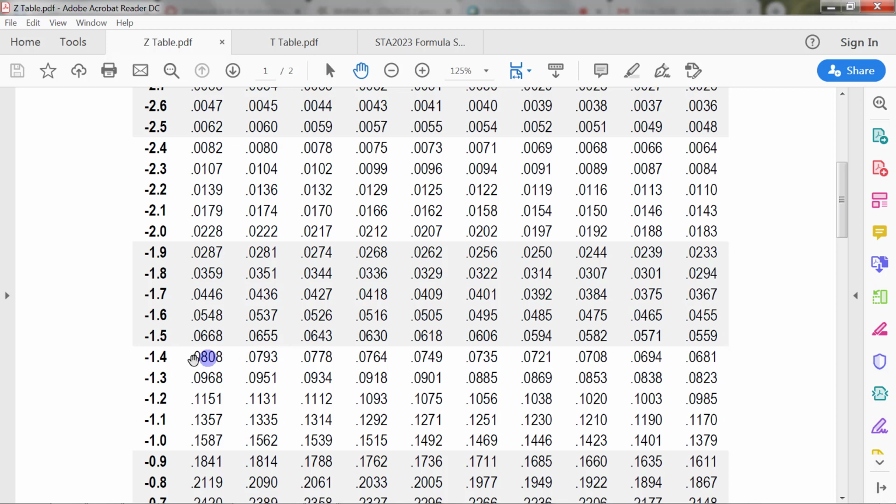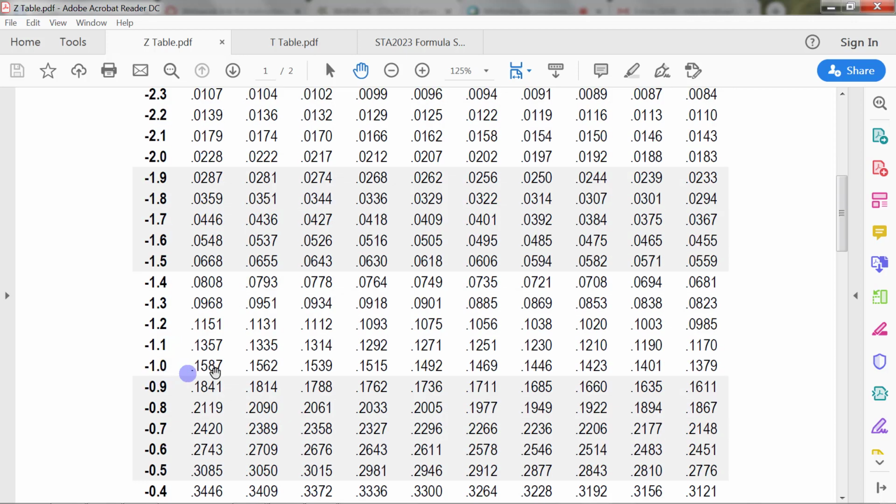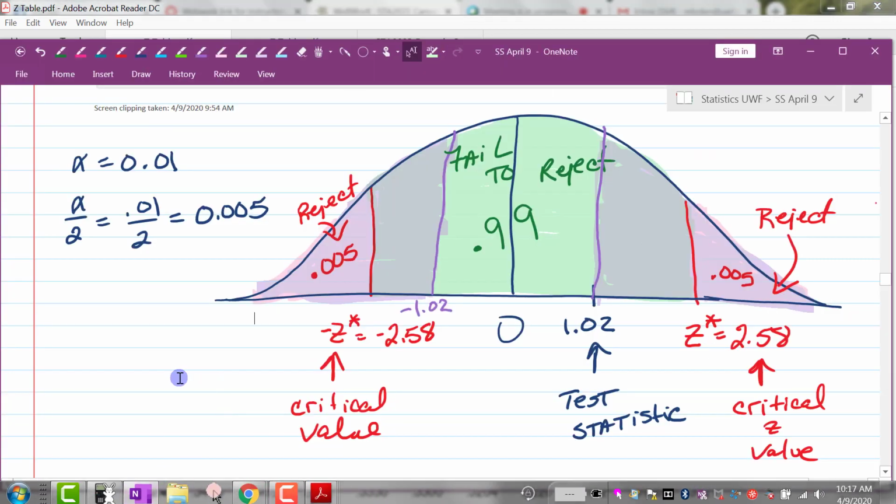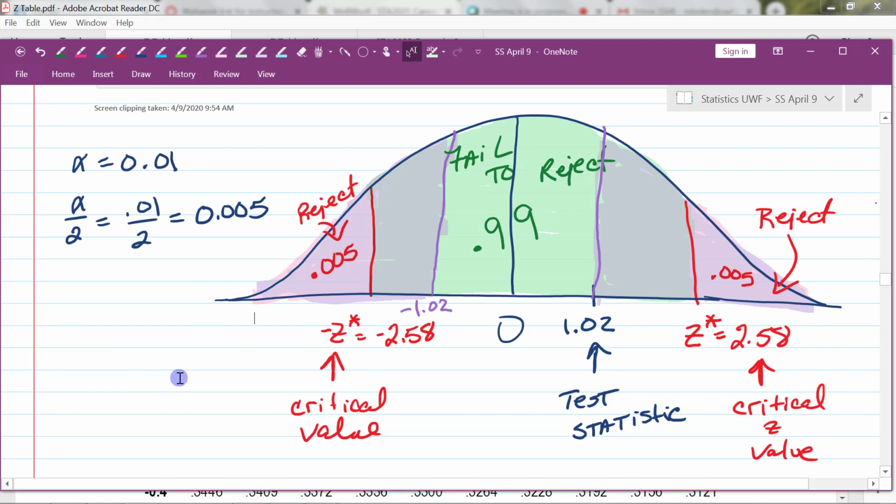Negative 1.0, so 1.02. It's 1539. So in here, it's 0.1539, and in here, it's 0.1539.